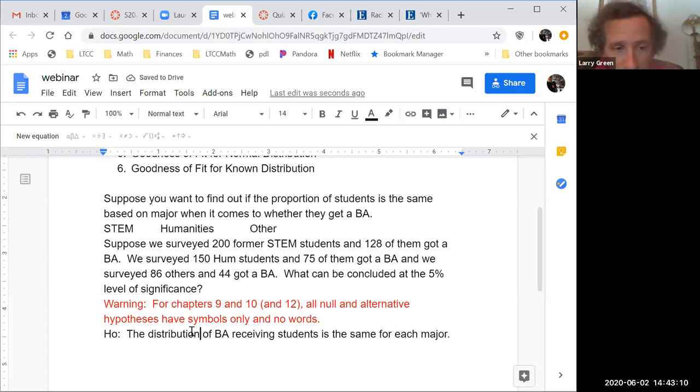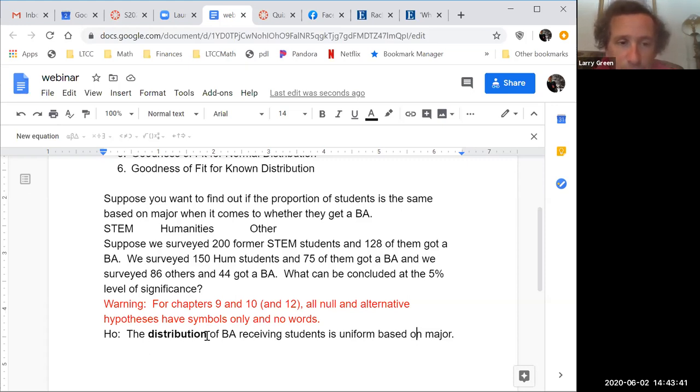I want to note something else. I'm going to boldface this distribution. Actually, I just said is the same, is uniform, based on major. Okay, so each of the majors is the same. The word we use is uniform, has a uniform distribution.